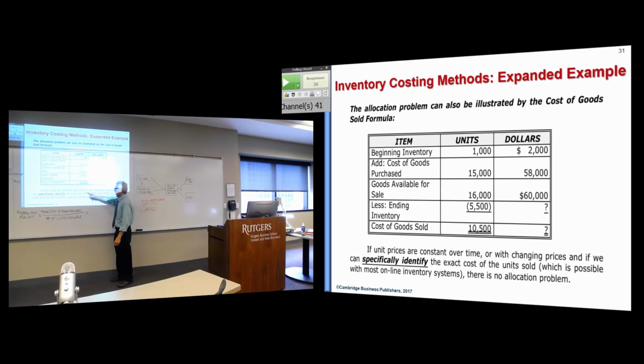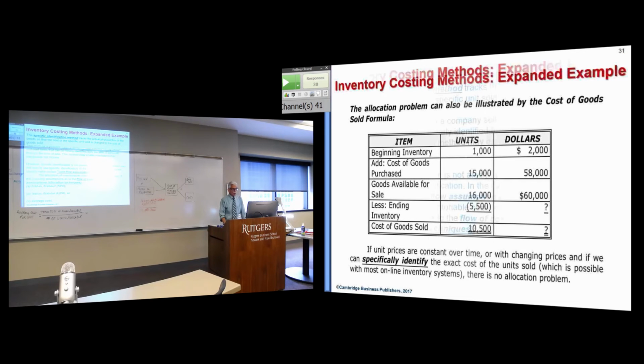Now again, if the prices were constant over time, if the units were always at $4 or always at $3, there'd be no inventory allocation problem. If I was able to use specific identification, there'd be no inventory allocation problem. And specific identification we can use really today in almost any online inventory system. But again, it may not be what management wants to achieve from its inventory accounting. So we will look at these cost flow assumptions, as we said, FIFO, LIFO, and average cost.